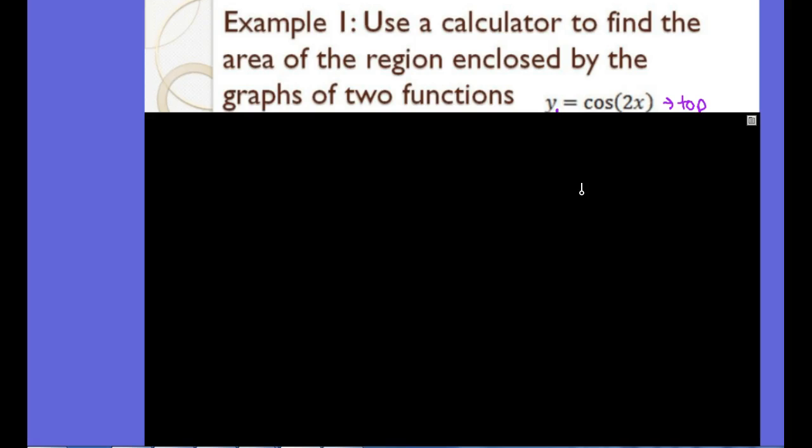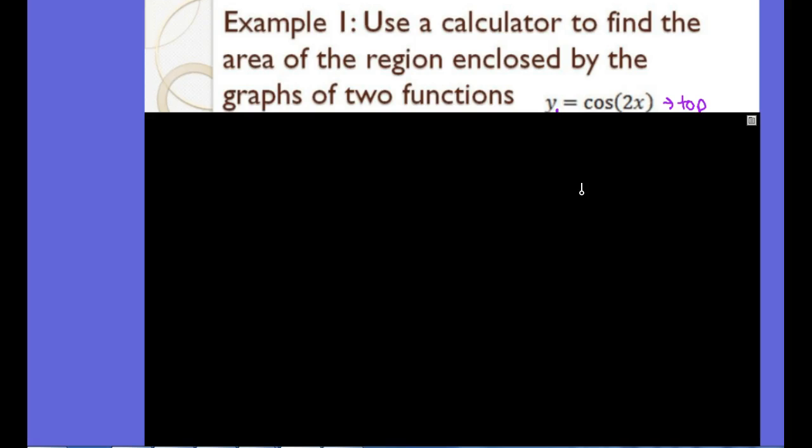Which of the two is the top? I plugged in my calculator. I gotta fix my window. Yep. The cosine function will be the top. X squared minus 2 will be the bottom.